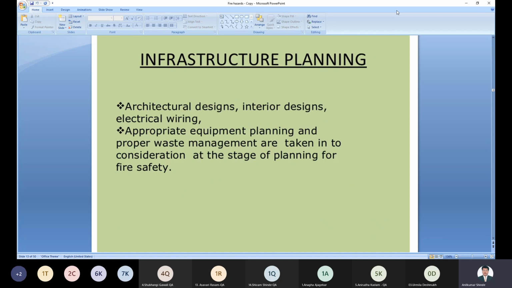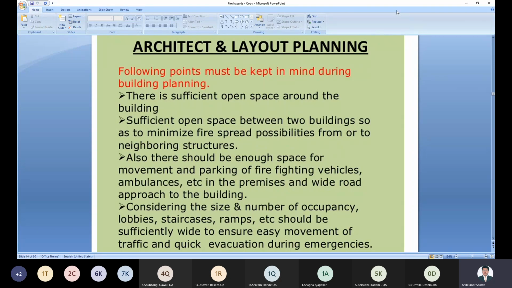Then we see one by one, starting with infrastructure planning. Infrastructure planning covers architectural design, interior design, electrical wiring, appropriate equipment planning, and proper waste management, all taken into consideration. Then architecture and layout planning. The following points should be considered when laying out your company. There should be sufficient open space around the building. If something uncertain happens, we can evacuate to that place and avoid harm to people as well as property. Sufficient open space between two buildings minimizes fire spread. That's why two buildings should have proper space between them.